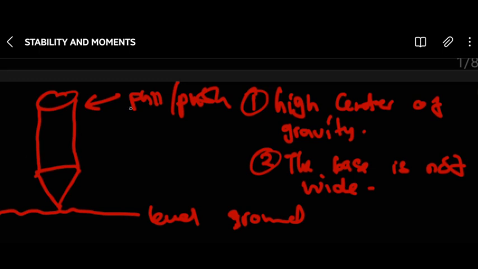As you can see here, if we administer a pull or a push, this ball pen will fall on the other side or topple over. The reason is, one, it has a high center of gravity, meaning its height from the ground is way above the ground. This means the point along this ball pen at which its entire weight is concentrated is way above the ground. That's why we say it has a high center of gravity. Then the base is not wide.